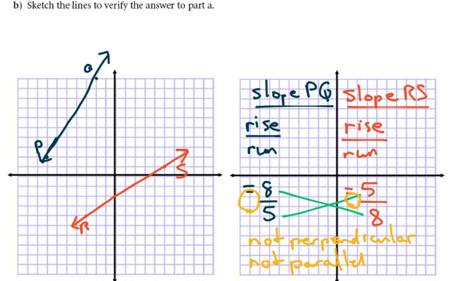So by being not parallel, we know these lines will eventually cross someplace in the lower left, but they won't cross at a 90-degree angle since they're also not perpendicular.